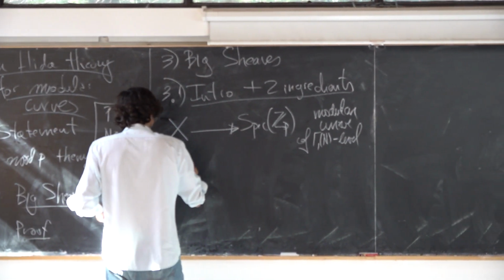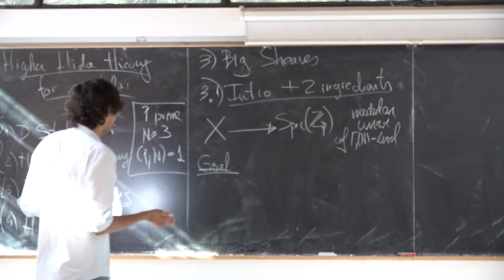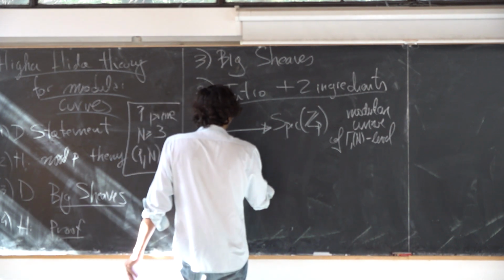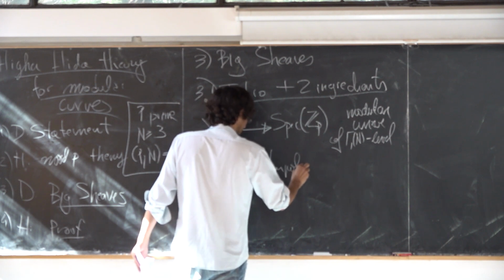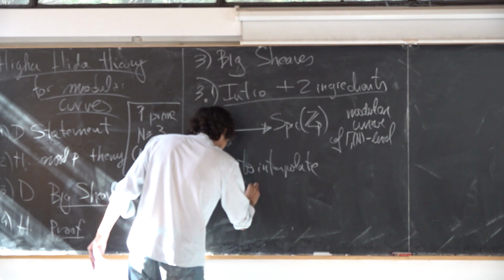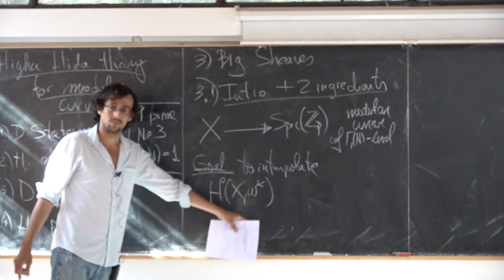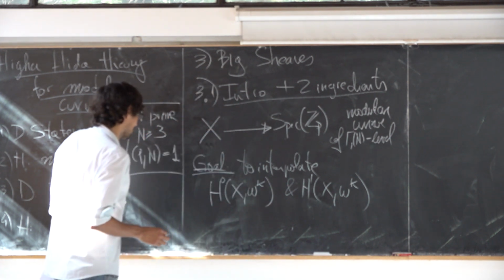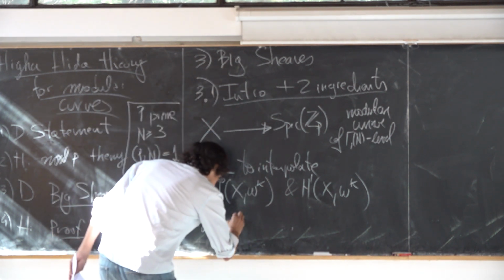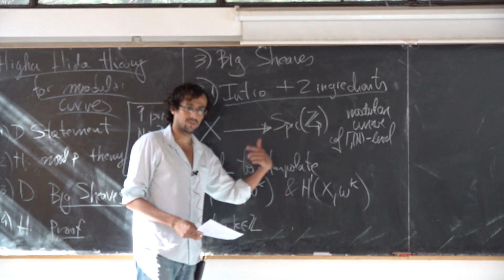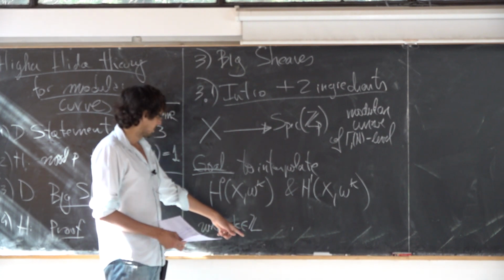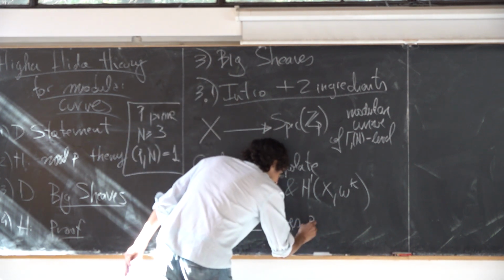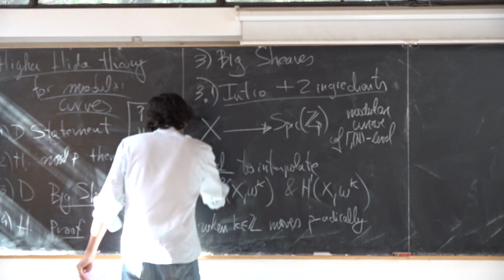So what is our goal? Our goal is to interpolate, let's be precise, H0 of X, W_k, omega^k, which is the modular sheaf, and H1 of X, W_k, when k varies. Interpolation means you are varying something. So you are varying k between the integers such that you are moving this p-adically, when chi moves p-adically. That is our goal.